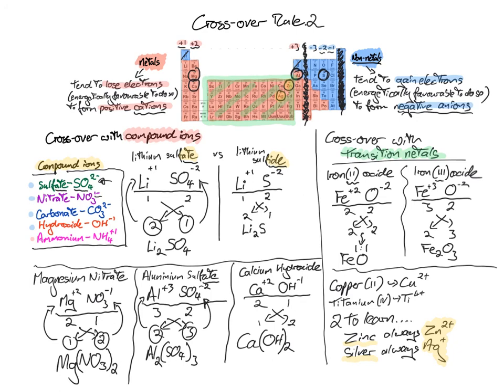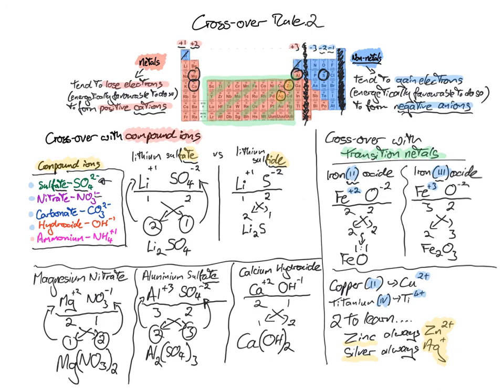using Roman numerals. As we've done before, let's just find a different colour highlighter. Iron 2 gives us a 2 plus. Iron 3 gives us a plus 3. Copper 2 gives us a plus 2. Copper 1 would give us a plus 1. Titanium 4 gives us a plus 4 or 4 plus. Titanium 3 would be plus 3. Titanium 2 also exists. That would be plus 2.